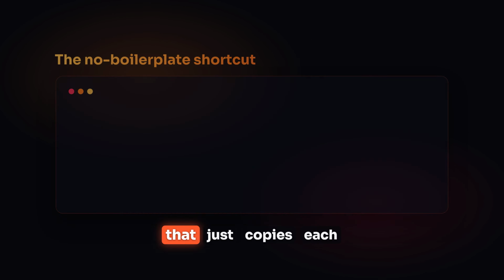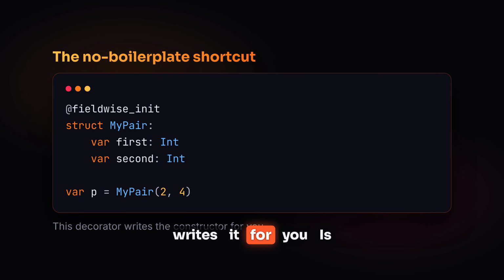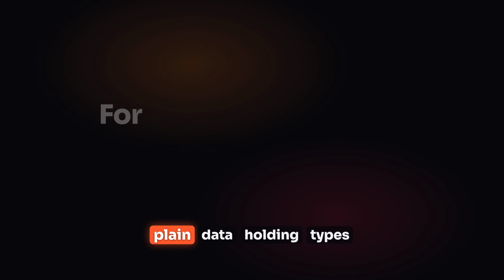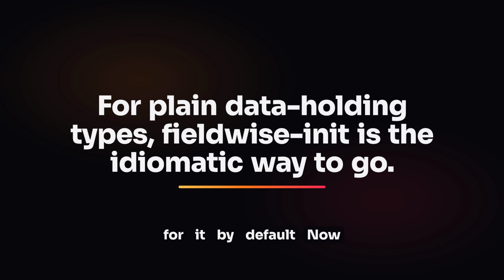Writing a constructor that just copies each argument into a field gets repetitive very fast. So Mojo gives you a decorator that writes it for you. It's called fieldwise-init. So for plain data holding types, this is idiomatic. No boilerplate, way to go. Reach for it by default.